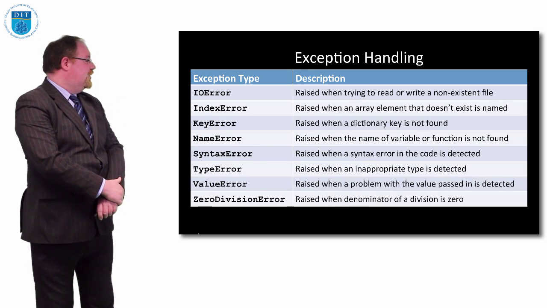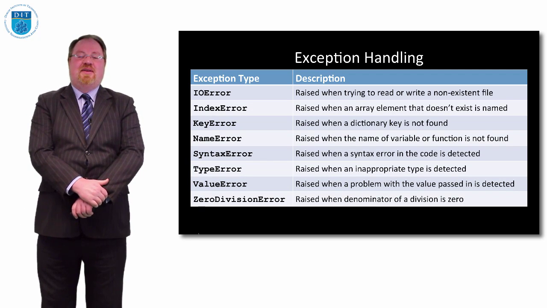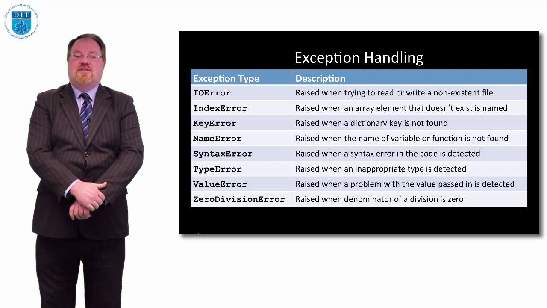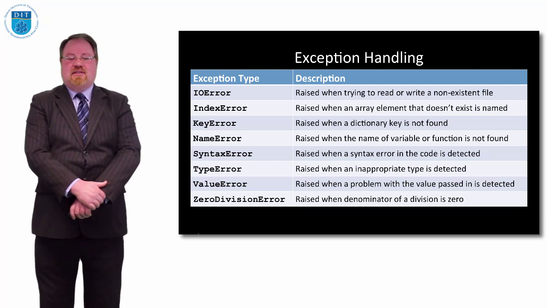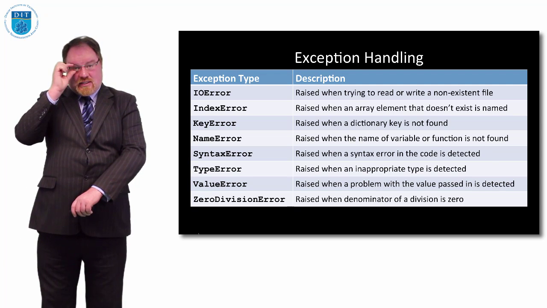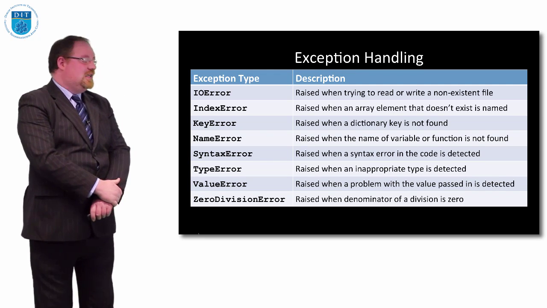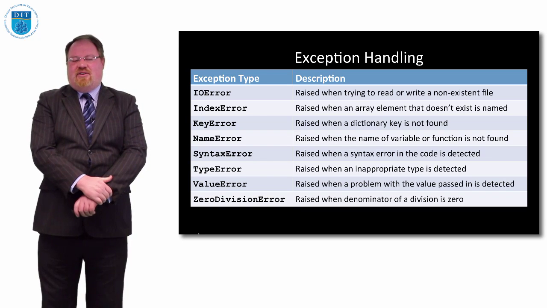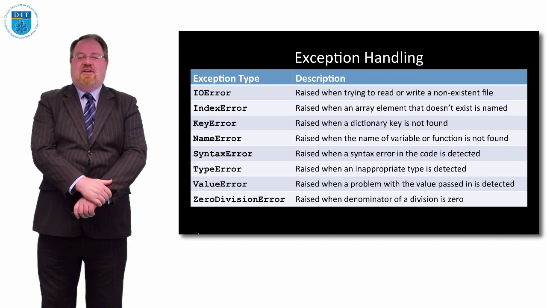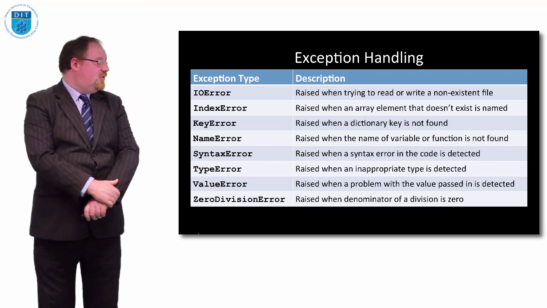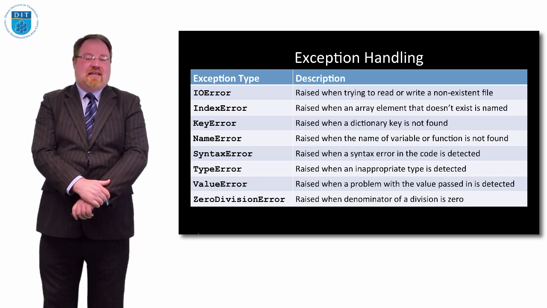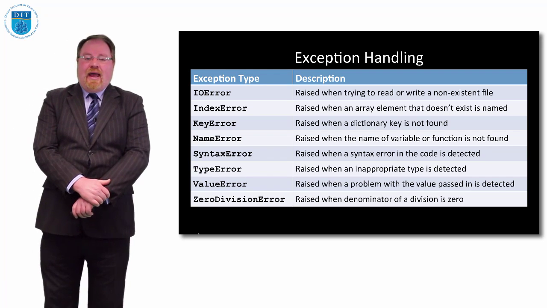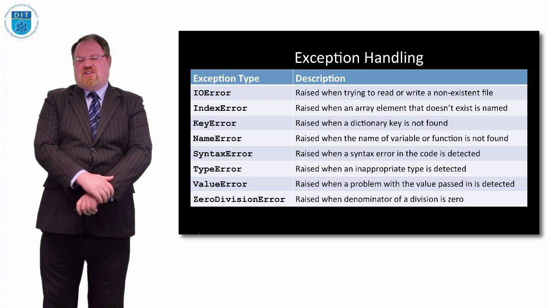So for I/O errors, it's called IOError, and that exception occurs when we're trying to read or write a non-existent file. An IndexError occurs if I'm trying to read a value in an array, we'll say, and that value is out of bounds of the array. So if the array is 5 elements long and I'm trying to read element number 26, then it'll give us an IndexError. A KeyError happens when a dictionary key isn't found.